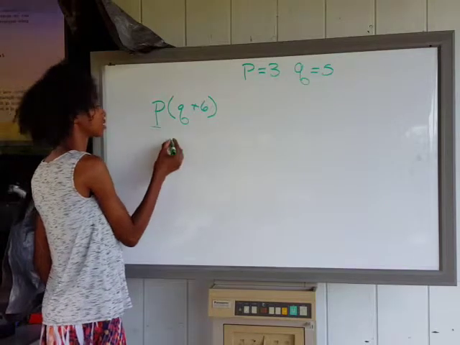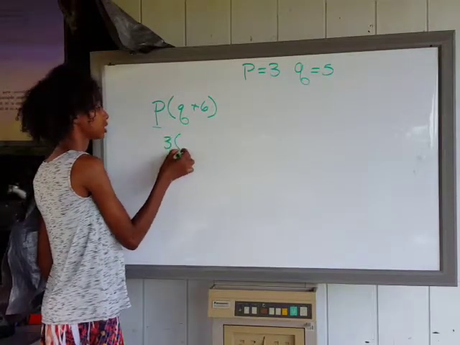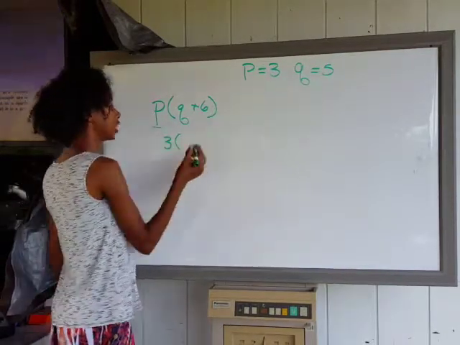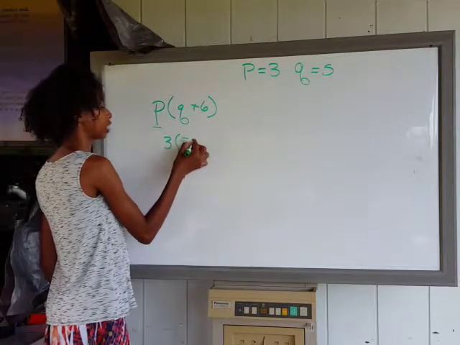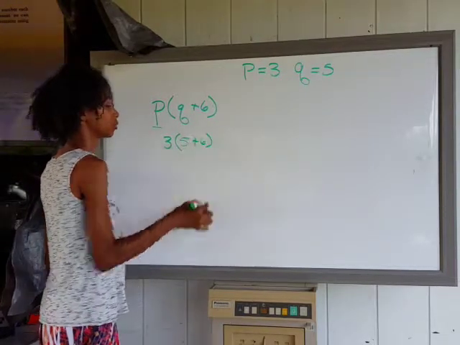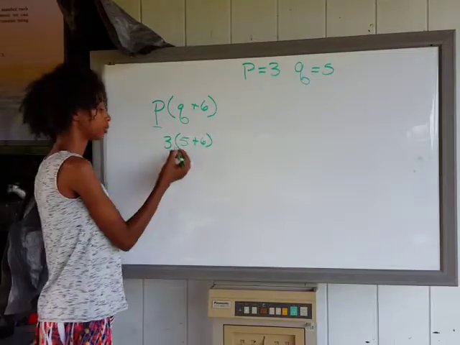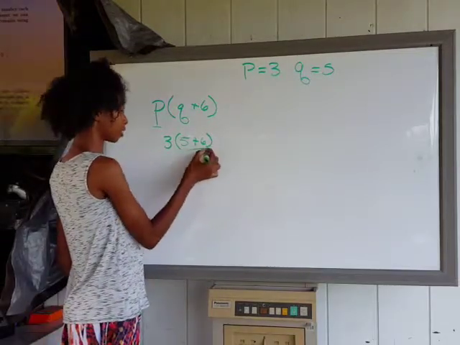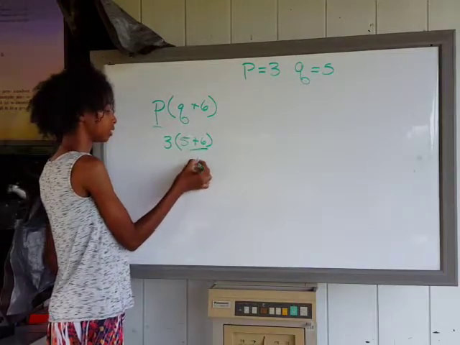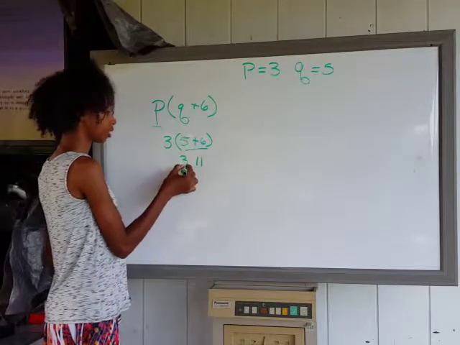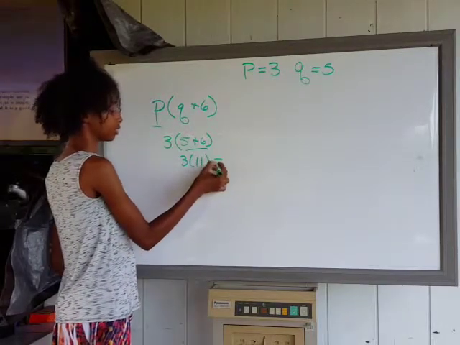So we have P, so that's going to be 3 times Q, which is equal to 5. So 5 plus 6. And then we follow our order of operations. So we do parentheses first, which is 6 plus 5, which is 11. And then 3 times 11 equals 33.